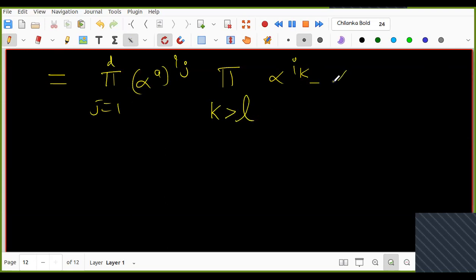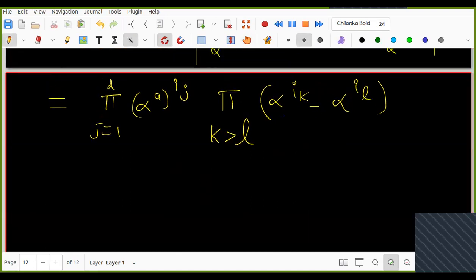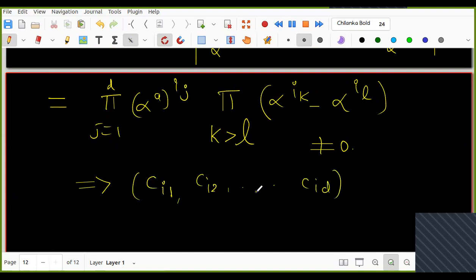You remember this? It is the Vandermonde matrix determinant, you get it like this. Just recall that previously. Now these are all distinct, right? So this is not equal to 0. So this implies that C I1, C I2 and so on, C ID is equal to the 0 vector. We got the required contradiction.